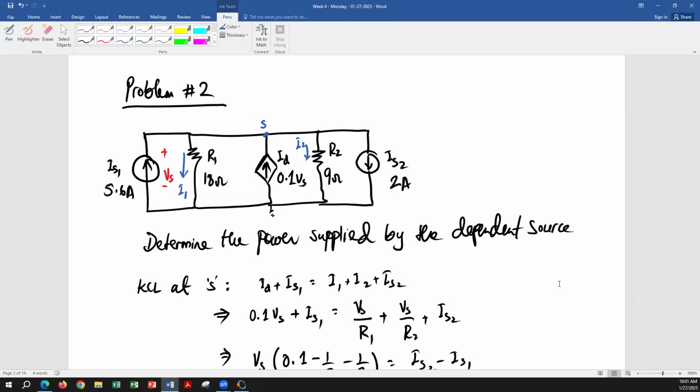You have to apply the KVL correctly. You have to apply Ohm's law correctly, but all according to the direction of currents, the direction of voltage source, and all those things. If you just write down an incorrect equation, then your results are going to be incorrect.